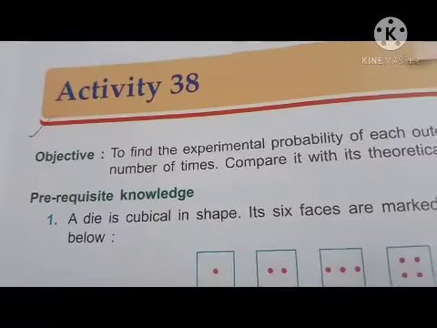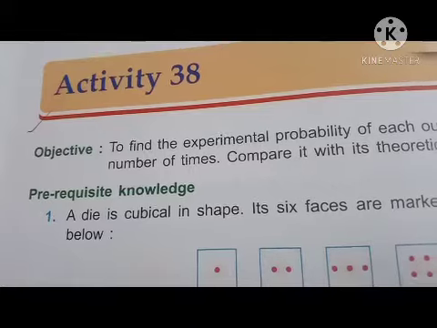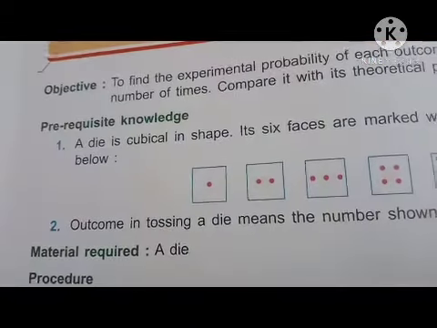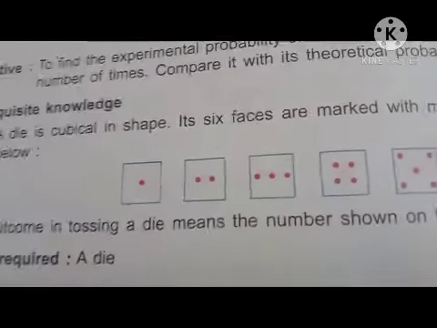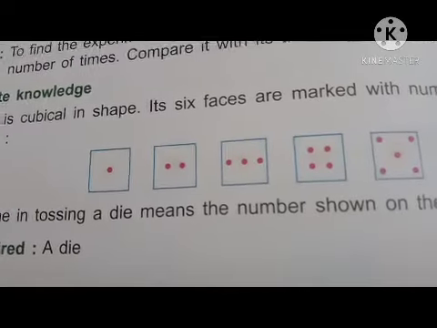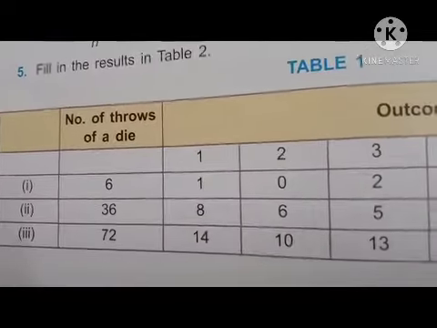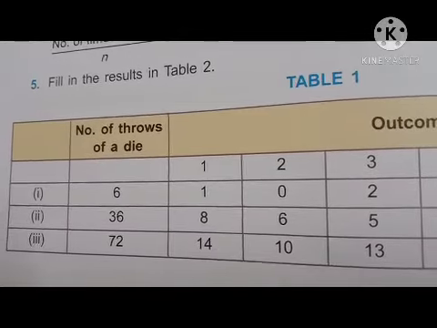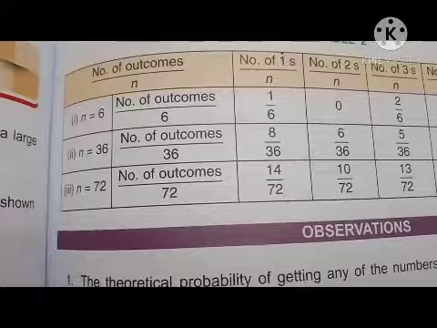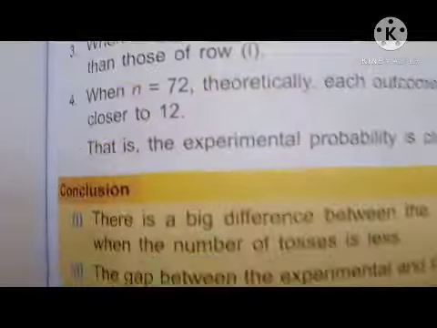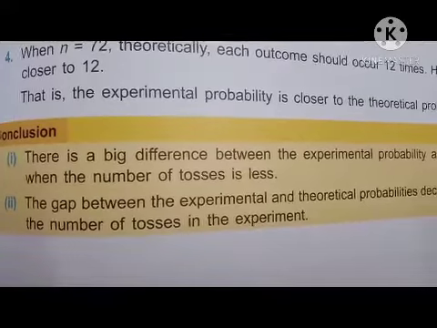This is activity 38. This is your activity 9 that you have to write in the record. Okay. These figures you have to draw on the right side itself, ruled part itself. This dice. Okay. But this table you have to write in the left side, unruled part. Its continuation. This table you have to draw in the unruled part. Observations and conclusion you have to write in the ruled side.